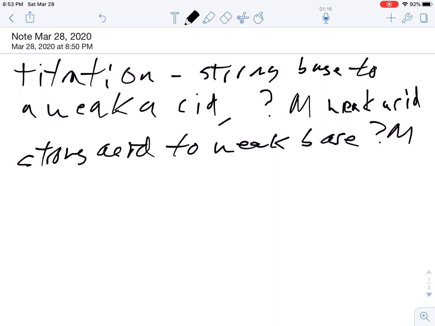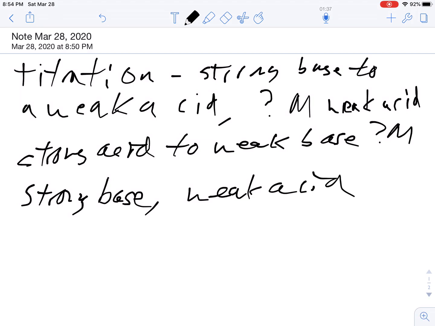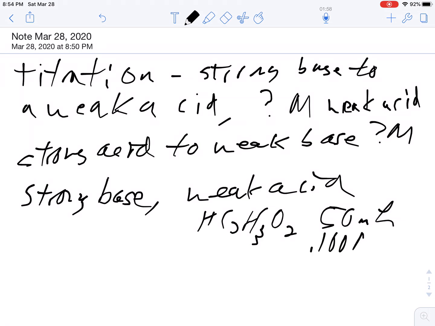Now, you have to know where you are along the titration curve in order to solve the problem. So we are going to begin by doing a strong base, weak acid titration. And I'm going to do the same acid as in the book, but different numbers. I'm going to do acetic acid, and I'm going to start with 50 milliliters of a 0.1 molar solution of acetic acid.